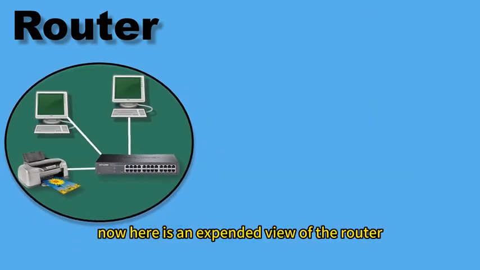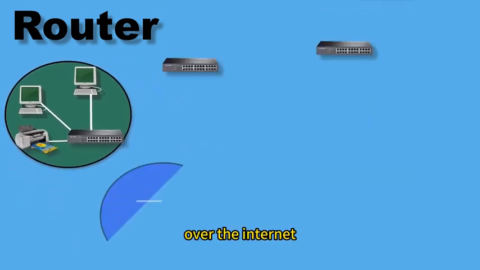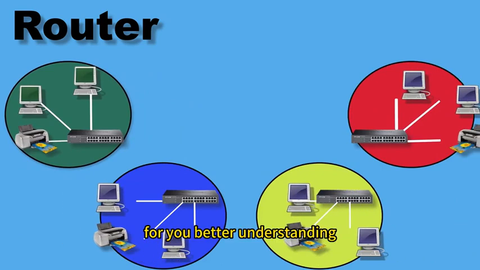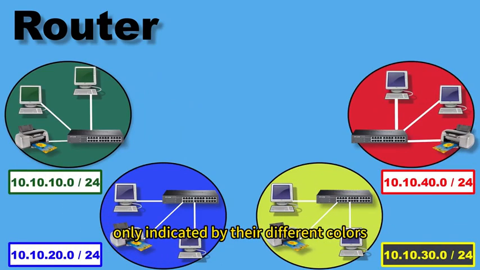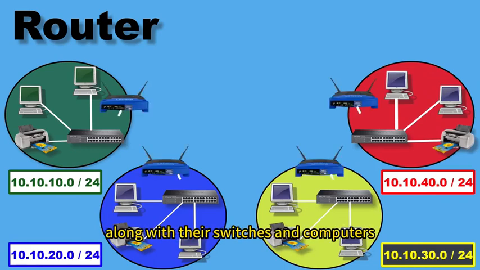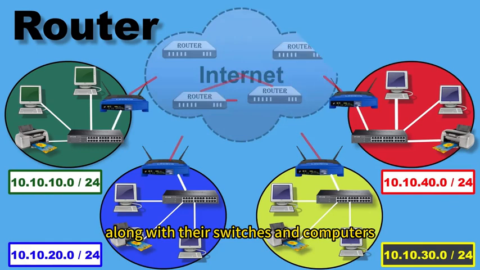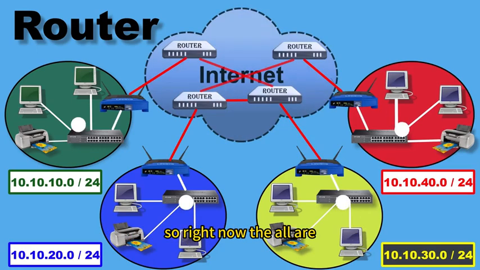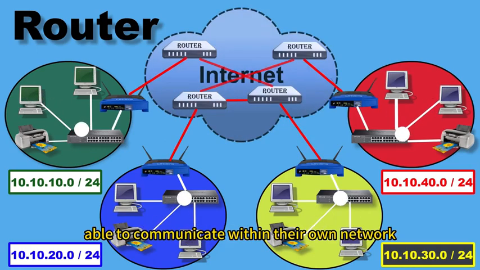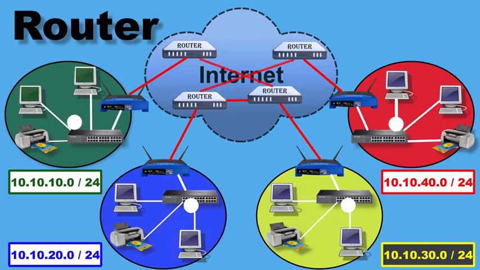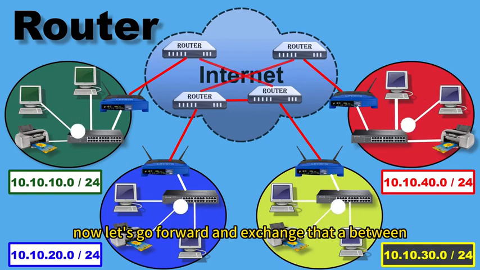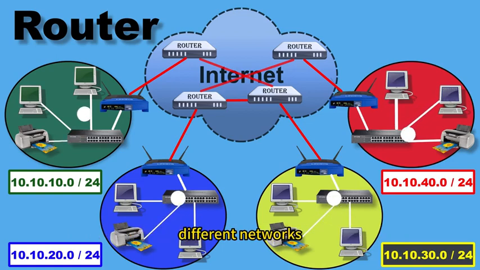Now here is an expanded view of the router over the internet. For your better understanding, I took 4 different networks here, indicated by their different colors, and they have their own routers along with their switches and computers. So right now they are all able to communicate within their own network with the help of their hub or switches. Now let's go forward and exchange data between different networks.